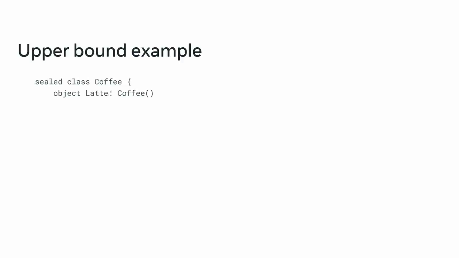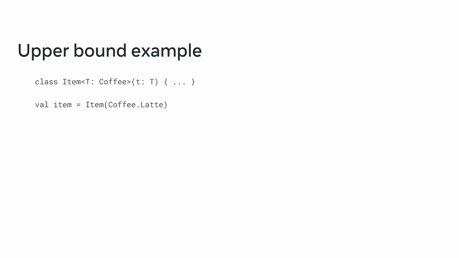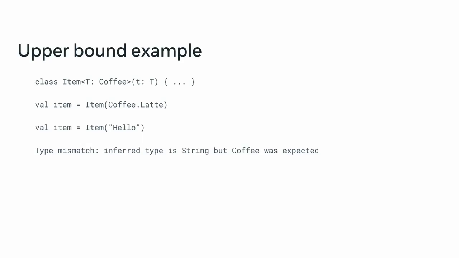For example, let's say you have a sealed class named Coffee and two subtypes called Latte and Cappuccino. You can restrict a generic class to only accept a parameter of type Coffee. Then create an object of this class as val item = Item(Coffee.Latte). This compiles because Latte is a type of Coffee. However, if you try to initialize the object item with "hello", it will show an error and will not compile because a value of type Coffee is required, and a String is not a type of Coffee.